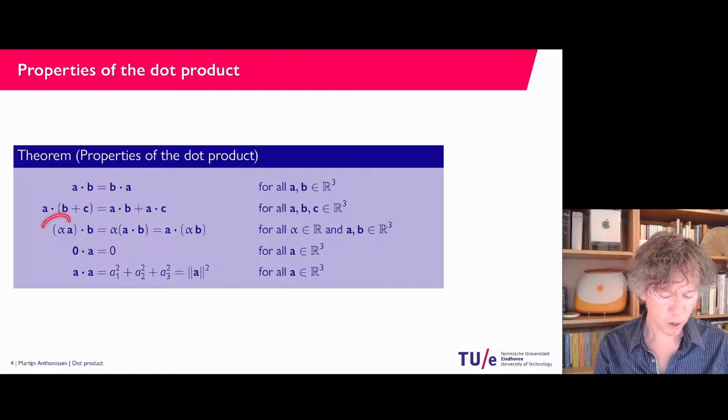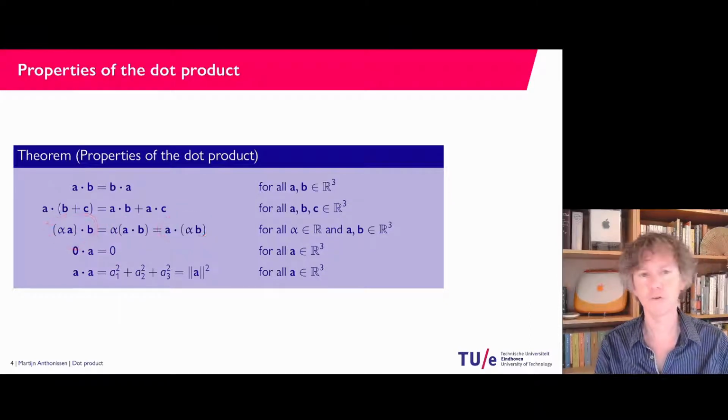You can also multiply with some number alpha, and then you can put it in front of the dot product, or you can put it in front of one of the two vectors. It doesn't matter, you find the same thing. If you compute the dot product with the all zero vector, you find 0.